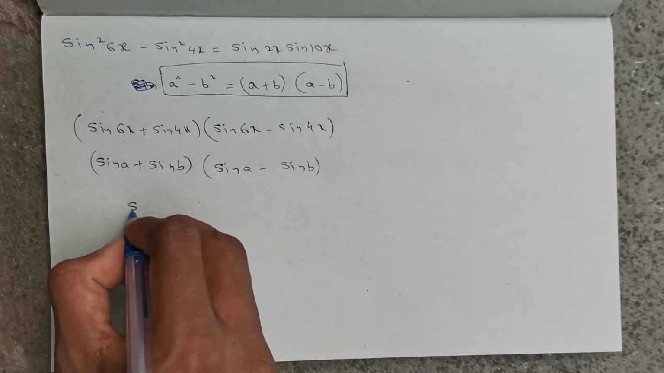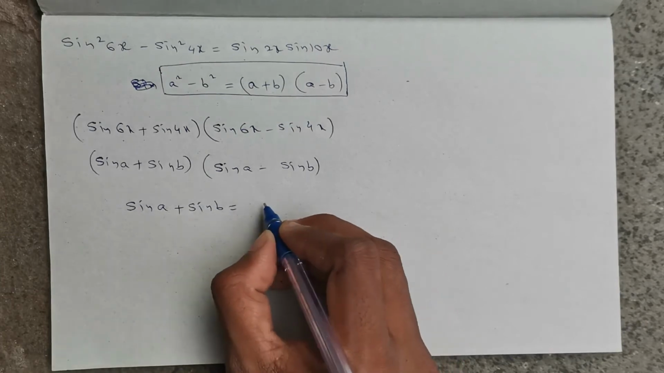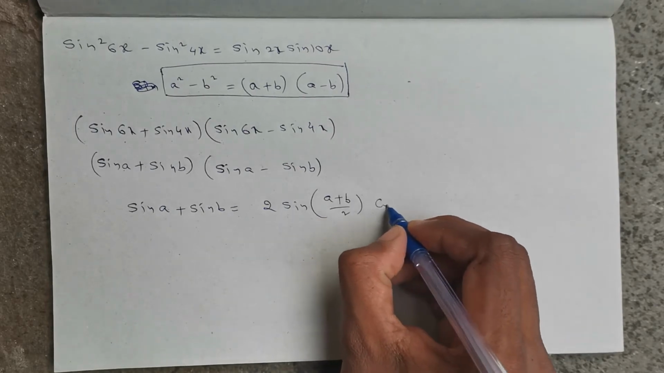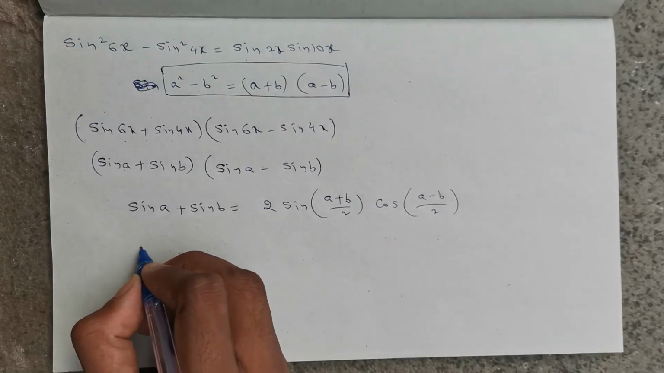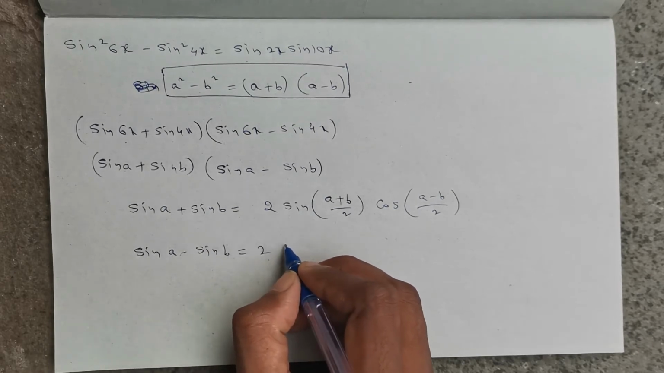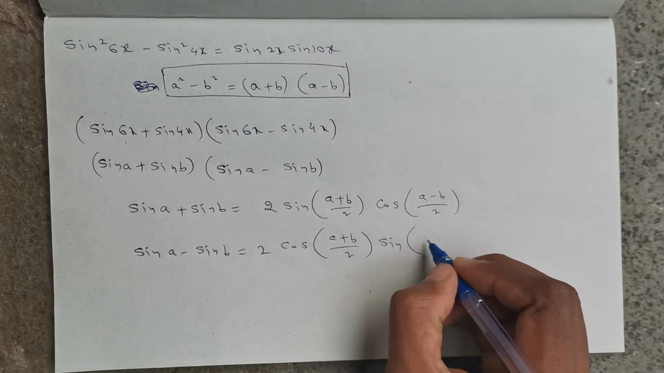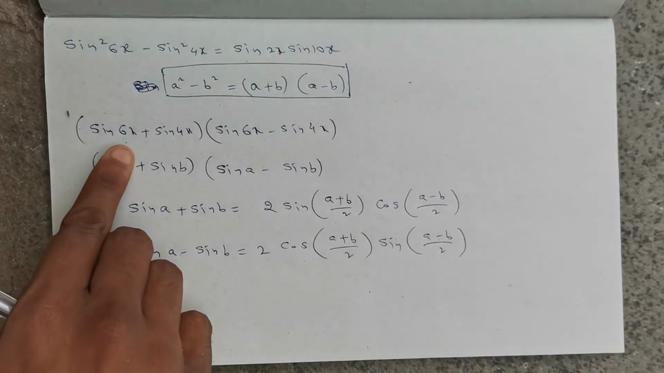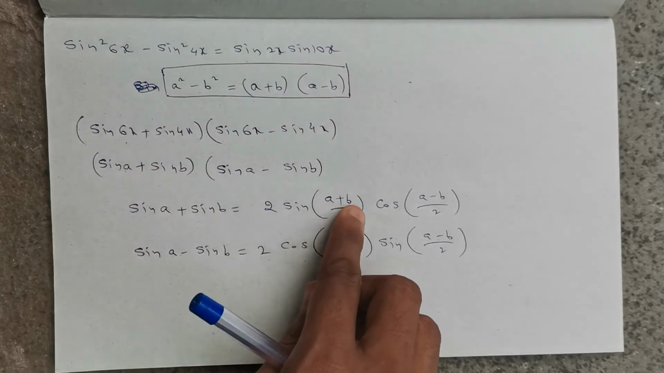What is the formula for sin a plus sin b? Sin a plus sin b is equal to 2 times sin of (a plus b) by 2 into cos of (a minus b) by 2. Whereas sin a minus sin b is equal to 2 cos of (a plus b) by 2 times sin of (a minus b) by 2. So here in the place of a we have 6x, in the place of b we have 4x. Let us substitute those in the place of a and b.